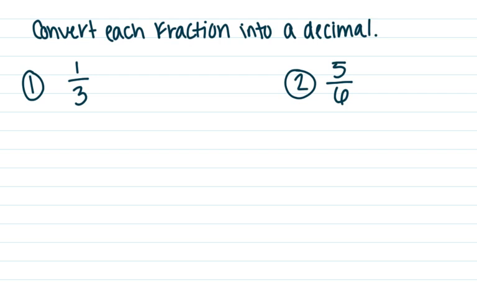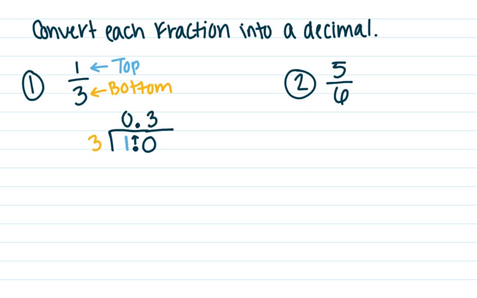I have 1/3, so I'm going to divide 1 by 3. Remember that my numerator goes inside, and my denominator goes outside as my divisor. 3 does not fit into 1, so I add a decimal point, and then I add a 0 so that my division can continue. How many times does 3 fit into 10? 3 times. 3 times 3 is 9, and I subtract. I get a 1. I bring down the 0. How many times does 3 go into 10? 3 times. 3 times 3 is 9. I subtract, I get a 1.